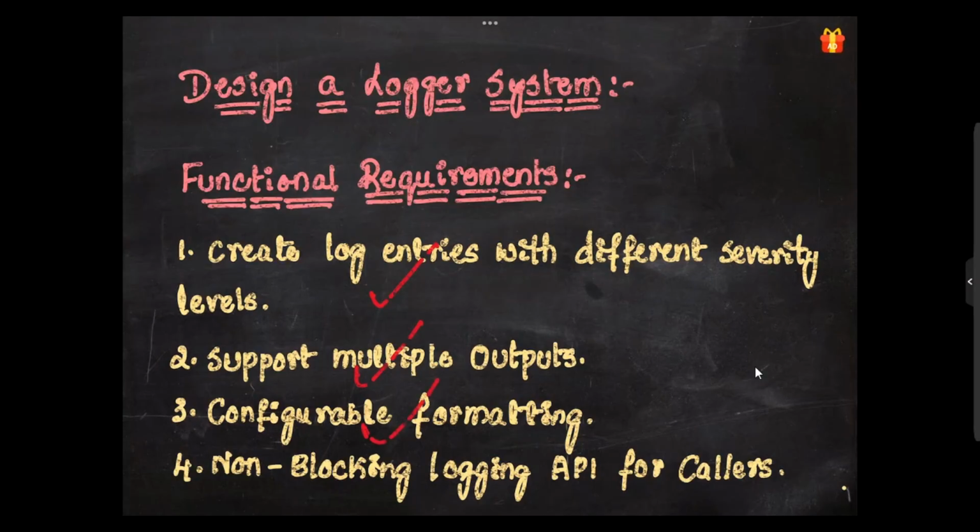Configurable formatting in the sense we have to take care of timestamps, level, message, as well as the metadata, right? Next, let's move on with a non-blocking logging API for the callers. When I say non-blocking logging API for the callers, I'm speaking of the asynchronous enqueue, right? Let's move on with the further things here.